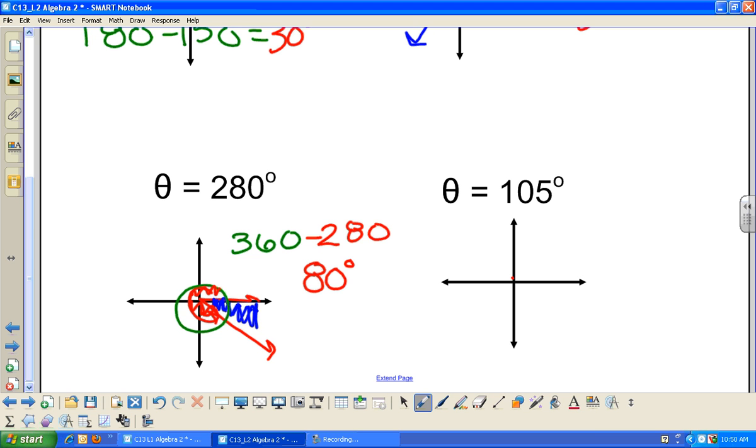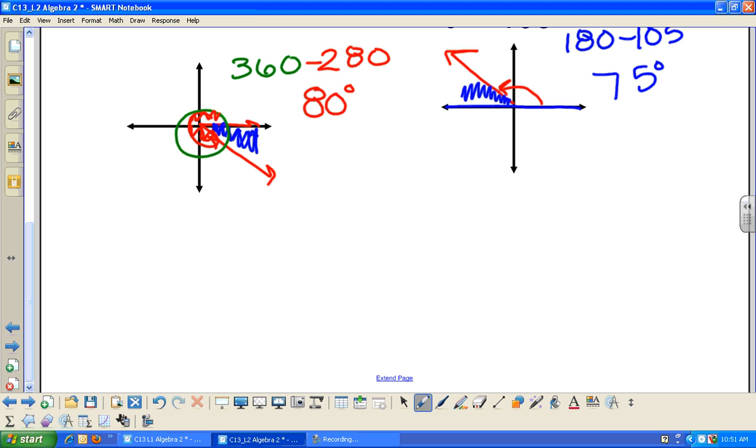105. That's going to be in the second quadrant. So again, I have a straight line. My reference angle is always formed with my terminal side and the x-axis. So here again, I take 180 minus 105, which would give me 75 degrees.